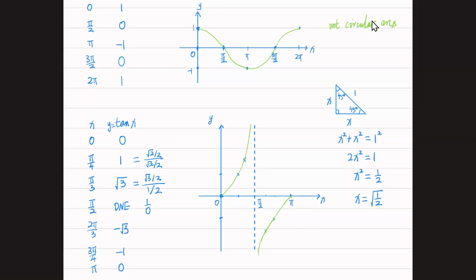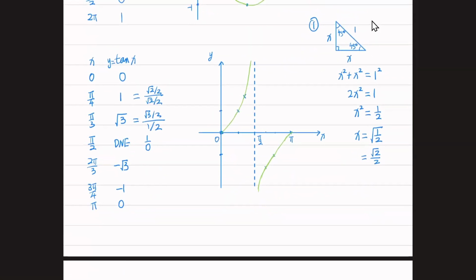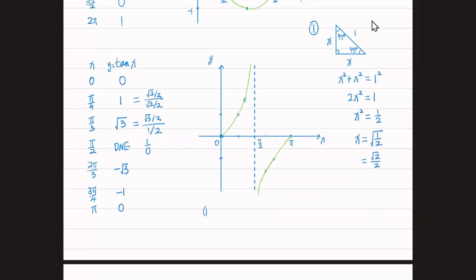But what if it was like 30/60 and it's not isosceles? How do we get it? Okay, this is the first one. Next, let's do the second one. First, special angle, power 4. Second one.